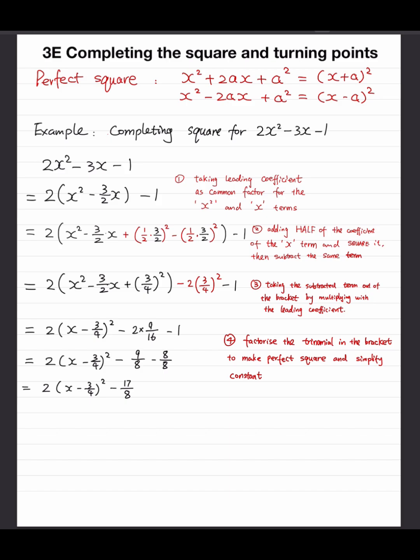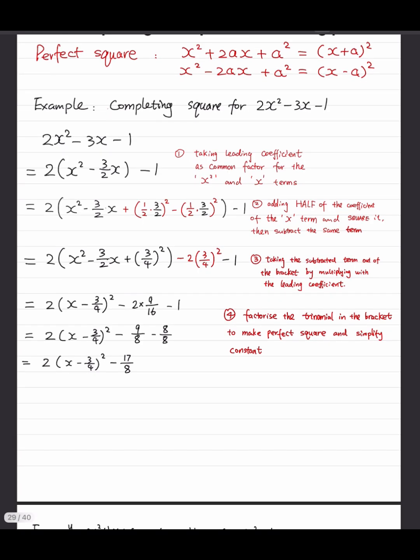So firstly, recall the perfect square formula here. You have x squared plus 2ax plus a squared, that will equal x plus a, everything squared, okay? So the minus situation can be written as plus a negative a, okay? Then we're going to quickly go through this example of completing squares, okay?